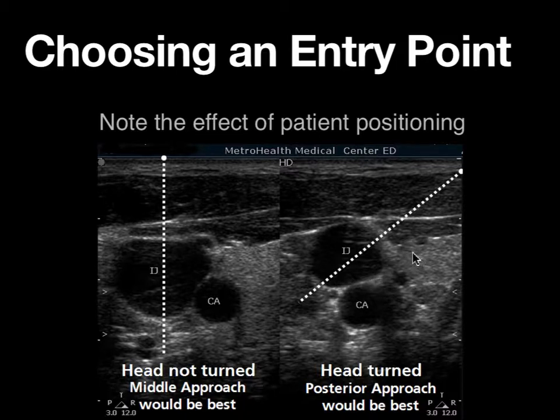However, a posterior approach would be a better option in this patient here because I could come along in this direction under the muscle belly, enter the internal jugular vessel, and if I double-walled it, not end up going through the common carotid artery.